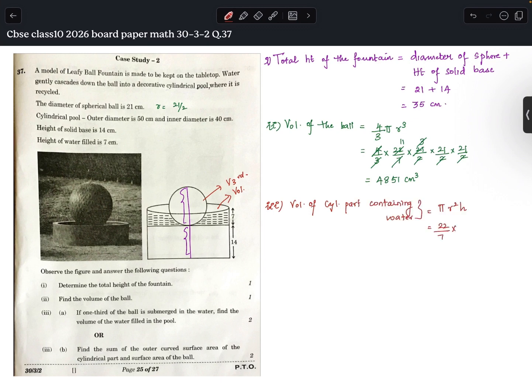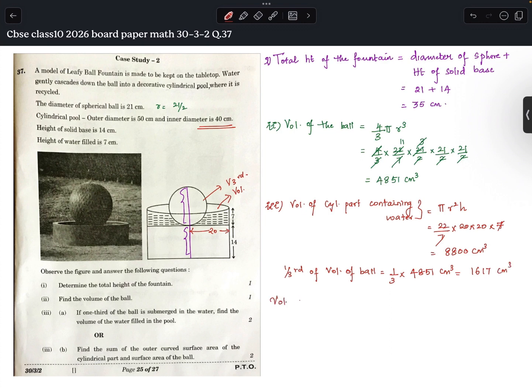So, first let's get the volume of the cylindrical part containing water. The R refers to the inner radius. The inner diameter is 40 centimeter, so the inner radius is 20. And the height of that cylindrical part which contains water is 7, which gives us 8800 centimeter cube. One third of the volume of ball is 1 by 3 times 4851 centimeter cube, which is 1617 centimeter cube.